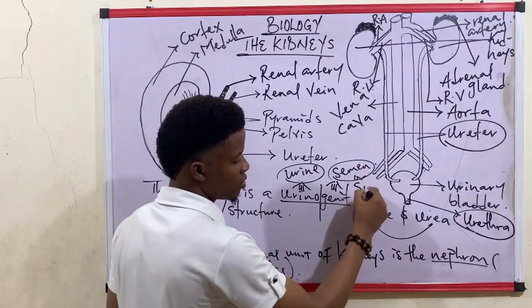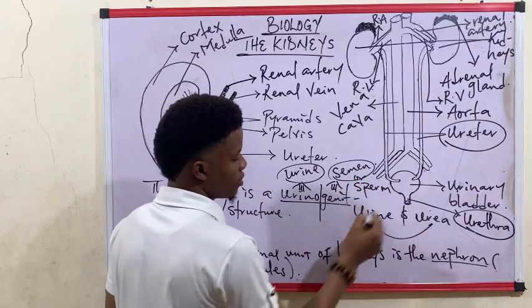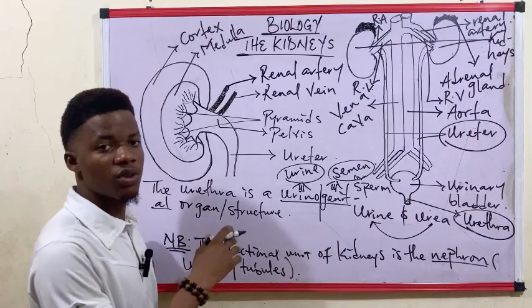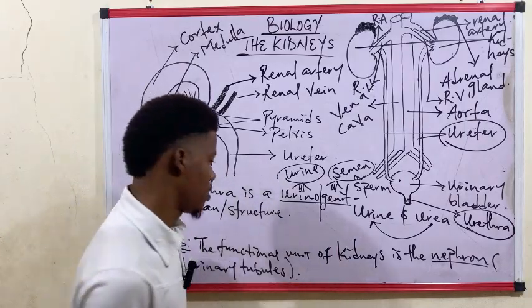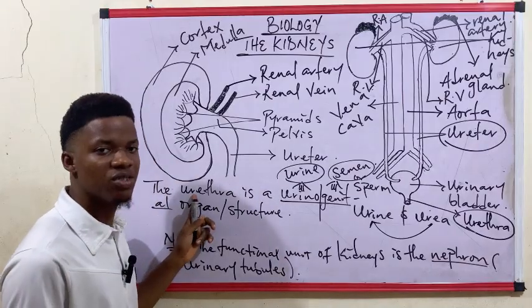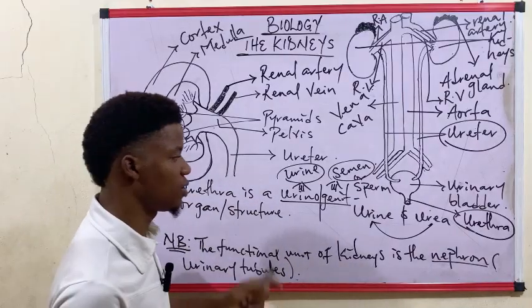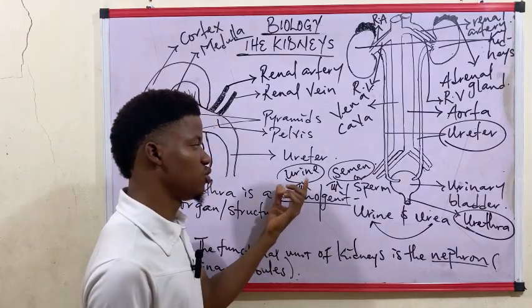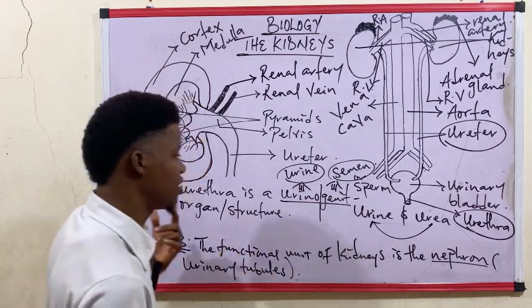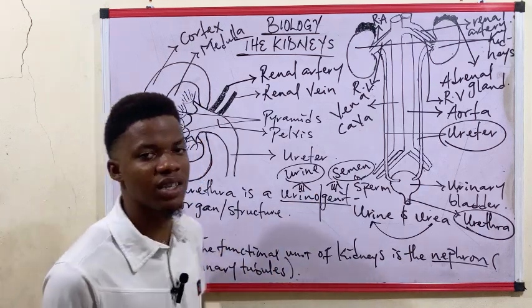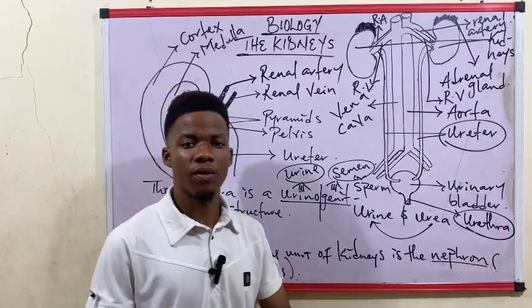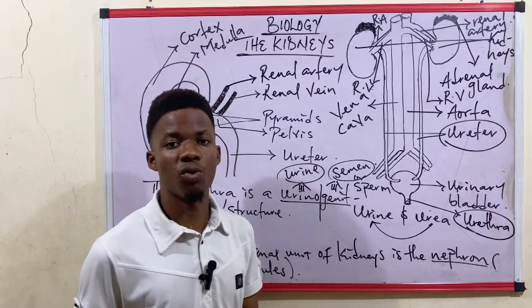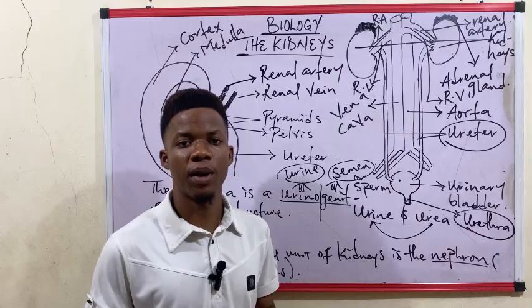Now, if you don't see semen, probably in the examination condition, you will see it as sperm. So, what serves as the passage of both urine and sperm? It is the urethra. Or you can put it this way: what serves as the passage of urine and semen? The urethra. This is the reason why it is referred to as a urinogenital organ. So this is everything basic, and everything you need to know at this point about the kidney.